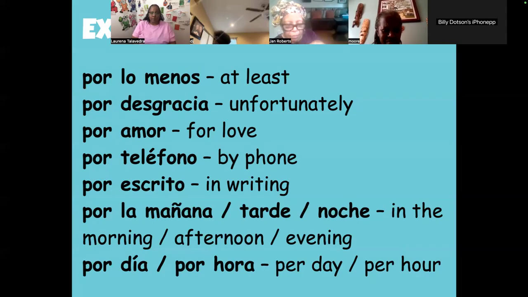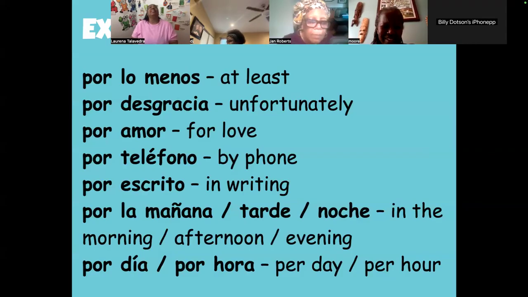Por desgracia. Unfortunately. But por desgracia is not the word, unfortunately, that me and Senor Billy love. We like the unfortunately that takes half of the paper when you try to write it out. It's a huge word. Senor Billy, what do you remember your word? Desafortunadamente and desgraciadamente. Es mi favorito palabra. Sí, yo también. So desafortunadamente is a way to say unfortunately, and desgraciadamente is another way to say unfortunately, and also the expression por desgracia, unfortunately.